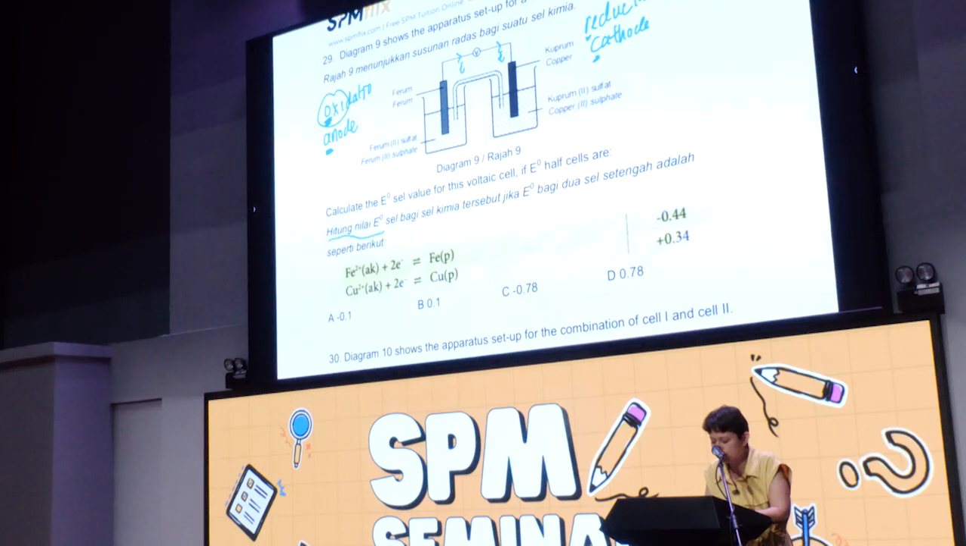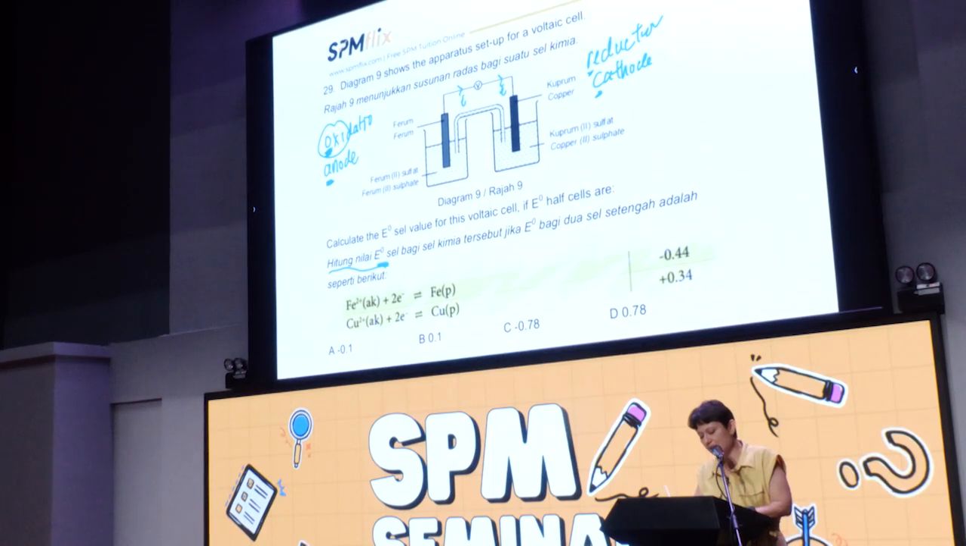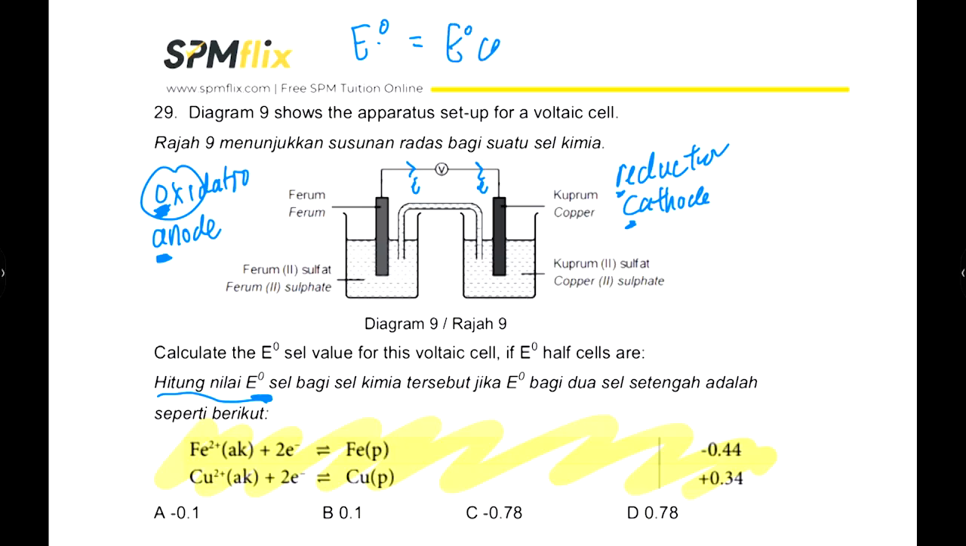Hitungkan nilai EO cell. How do you count? Yes, you want to count EO. If you don't know this formula, please write it down. It's always EO cathode minus anode. It's always cathode minus anode. C minus A is always like that.